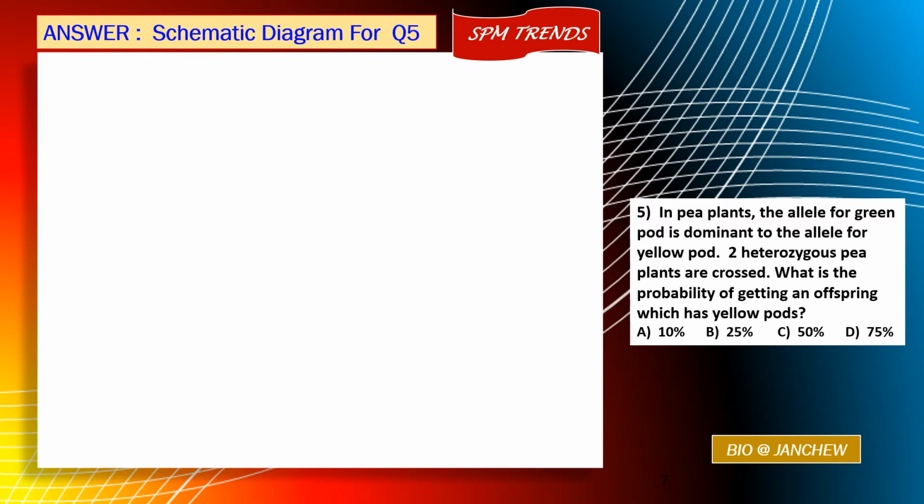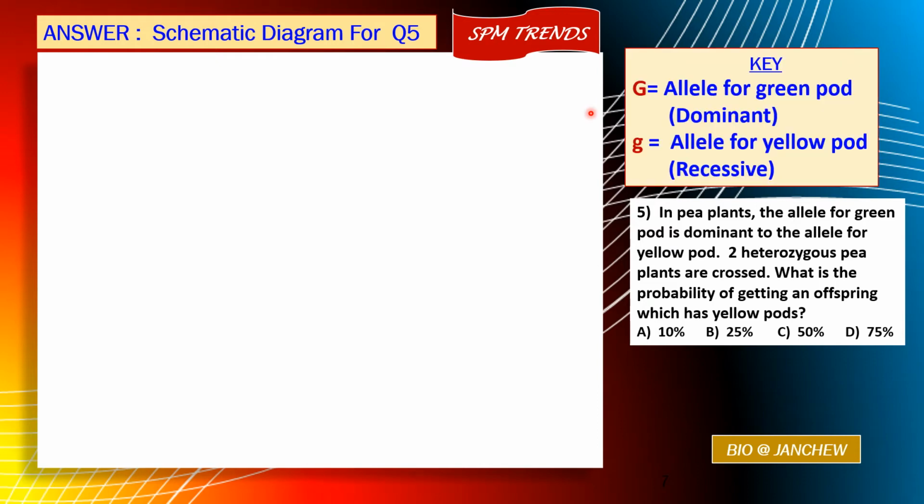So what is your answer for this question? Okay, let's see how to get the answer. First of all, the key. Write down the key. So let big G represent the allele for green pod, and it is a dominant allele. Let small g represent the allele for yellow pod. It is a recessive allele.